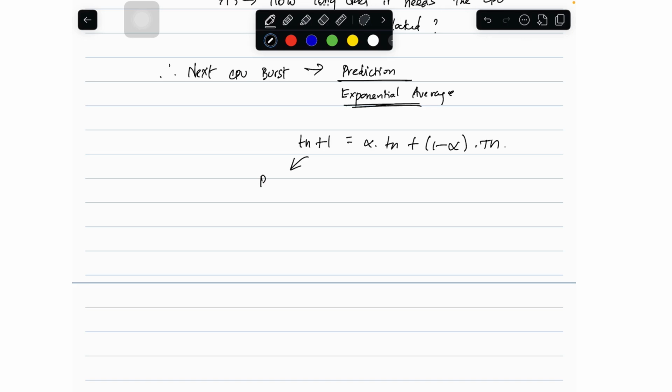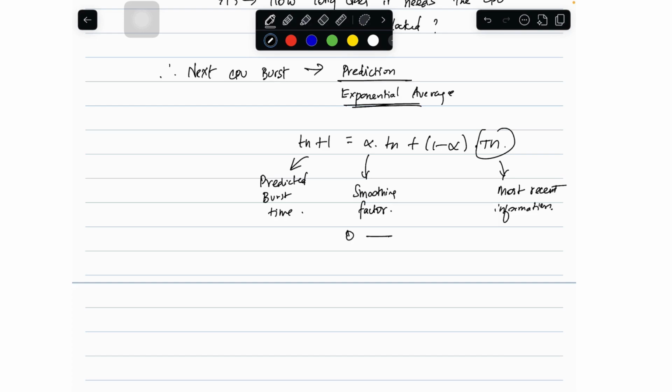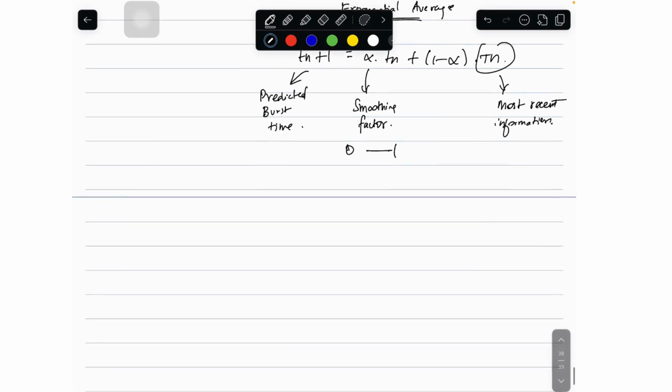Now Tn+1 is the predicted burst time. Tn is the most recent information, what happened in the recent burst or recent cycle, and alpha is the smoothing factor. It can have values between 0 and 1.